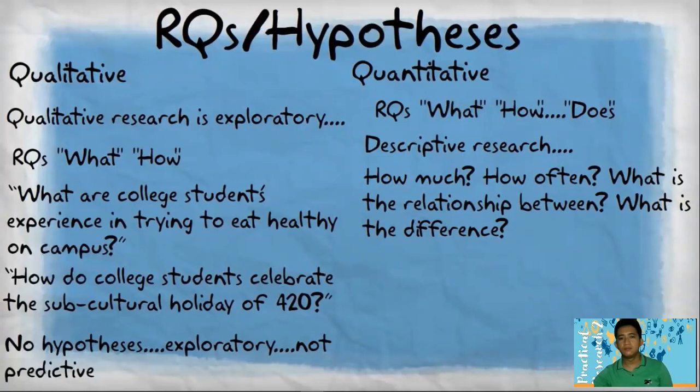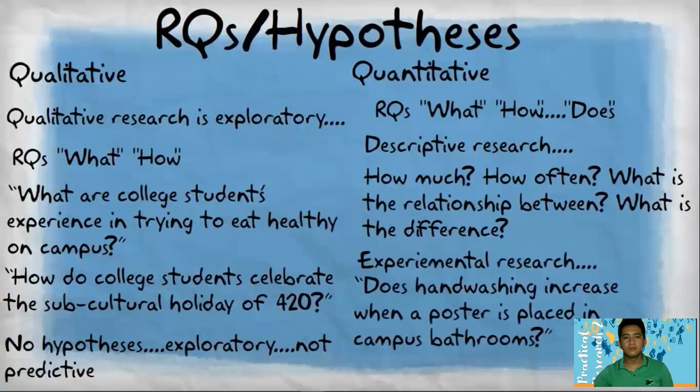In experimental research questions, this is where they might start with the word does, such as, does hand washing increase when a poster is placed in a campus bathroom? Compared to qualitative research, quantitative research does have hypotheses, or predictions, about what will happen in the study.